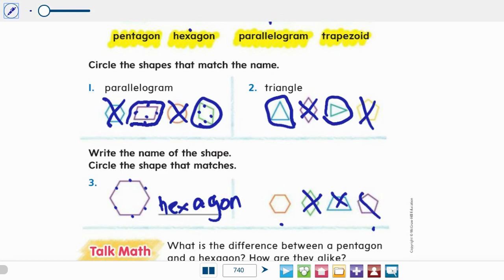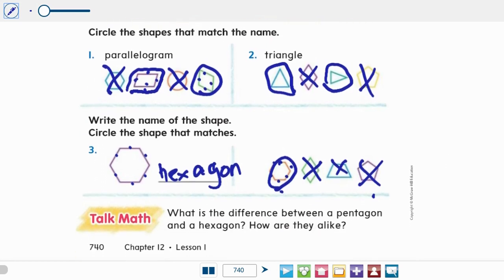That is not what we want. They were trying to trick you. So if you circled that one, make sure we're counting the number of sides. That's our properties of what a hexagon is. This one has 1, 2, 3, 4, 5, and 6. This is our hexagon.